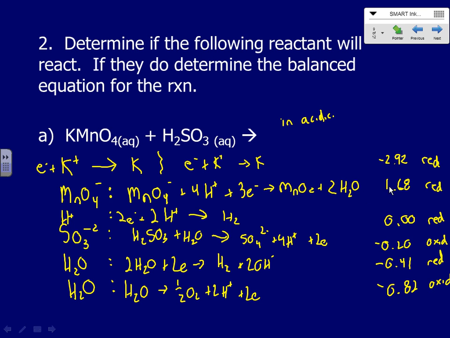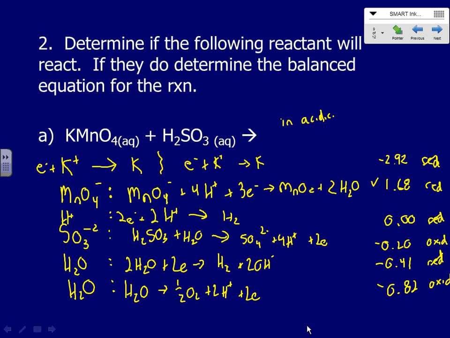Okay, so let's look at all the reduction ones. Reduction, reduction, reduction. Which one is the most positive? The second one, the MnO4. So, not going to happen. Now I can't, lost my pen here. Not going to happen. Not going to happen. Not going to happen. That guy is going to happen, because it's the biggest and most positive. Okay? Put a check mark beside that one maybe. Whatever you need to do to bring your eyes to it.